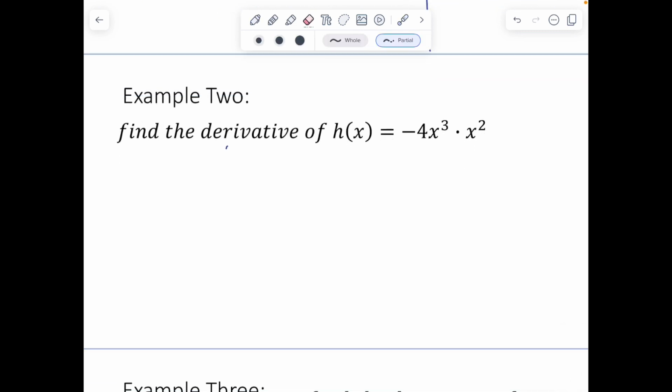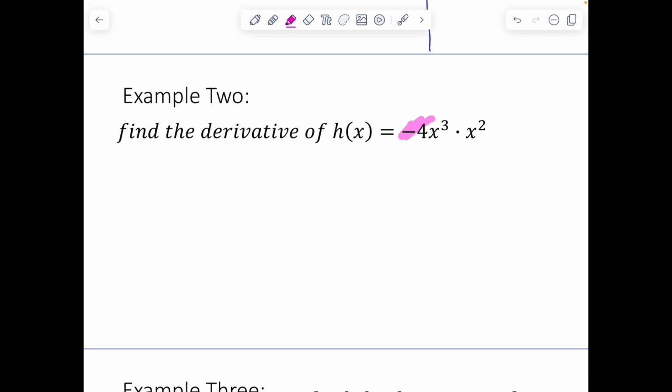This example, again, if you look at it real quick, there are two ways that you could solve this. You could use the product rule, or you could go ahead and multiply and get rid of the product, and so then you wouldn't have to use the product rule. And so we're going to do both. We're going to start off by using the product rule.